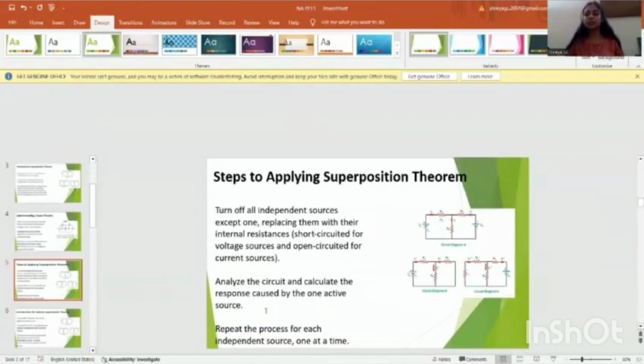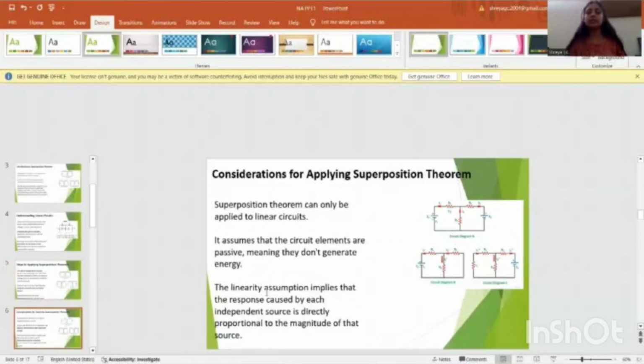Let's go through the steps for applying the superposition theorem. First, we should turn off all the independent sources except one, replacing them with their internal resistance. That is, short circuit for voltage sources and open circuit for current sources. Next step is to analyze the circuit and calculate the response caused by the one active source. Repeat the process for each independent source, only once.